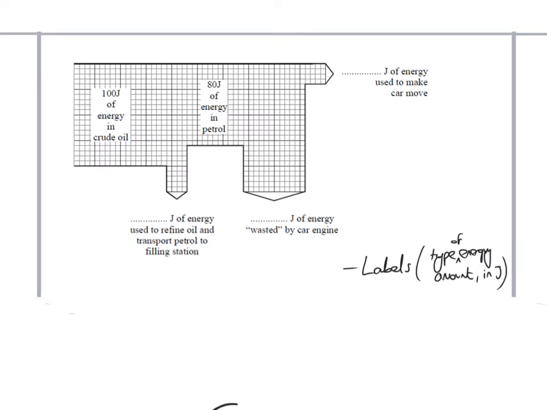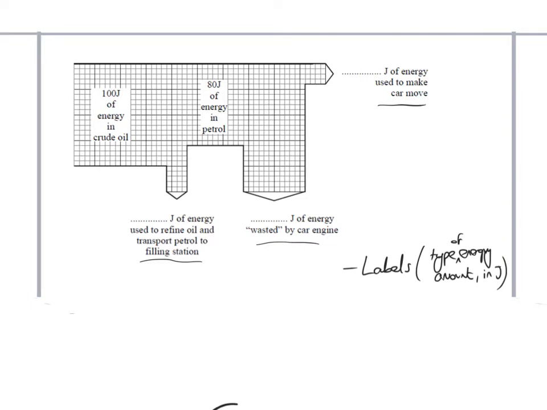In this Sankey diagram, this is to do with a car. You can see that 100 joules of energy start off in crude oil, and we've got energies coming off down the bottom, they're waste forms. The useful form conventionally goes straight on. Now, the width of the arrows has to represent or be proportional to the amount of energy we've got.